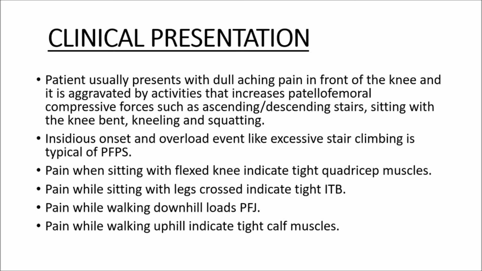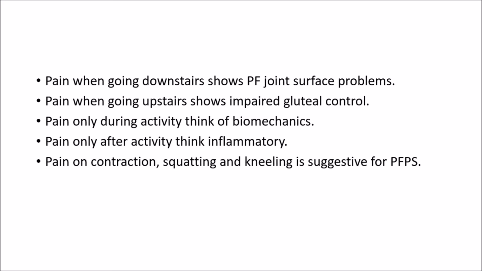In a serious onset, an overload event like excessive stair climbing is typical. For PFPS, pain when sitting with a flexed knee indicates a tight quadriceps muscle. Pain while sitting with the legs crossed indicates a tight ITB, like a tight gluteus maximus or tight tensor fascia lata. Pain while walking downhill loads the PFJ, and pain while walking uphill indicates tight calf muscles.